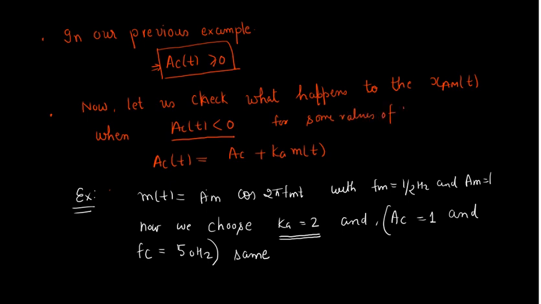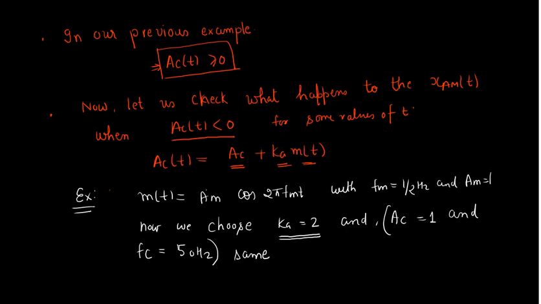If you remember that the instantaneous amplitude or the envelope of our amplitude modulated waveform was Ac plus Ka m(t). So let us take an example where for few values of t we can make this envelope negative, and let's see what happens to the amplitude modulated waveform for that scenario.